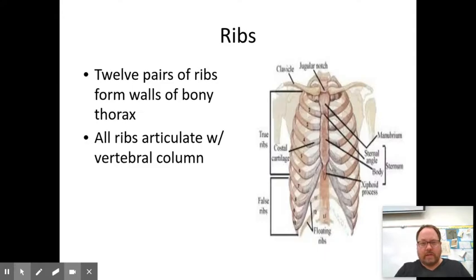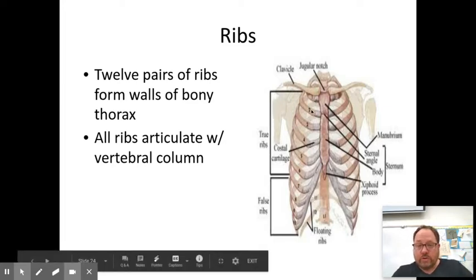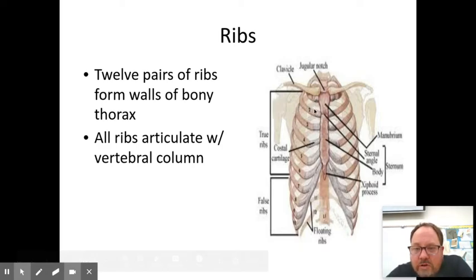Let's see. Again, you have 12 pairs of ribs. They connect to the vertebrae in the back. If we look at true ribs, they feed directly into the sternum. So there's rib 1, 2, 3, 4, 5. So it looks like ribs 1 through 5 run directly into the sternum. And these are what are referred to as your true ribs. Looks like 6 gets categorized as a true rib as well.